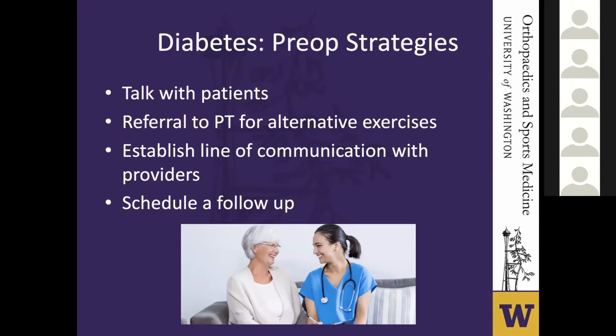But establishing a line of communication with their providers and scheduling a follow-up with that patient to make sure you're touching base with them and their other providers, to make sure that they're getting better control of their diabetes, I think is critical. And as with obesity, you can refer them to physical therapy to look at alternative exercises, because arthritic patients are painful to mobilize. If you tell an obese and diabetic patient to exercise, I think that's pretty easy from our standpoint, but we don't realize how often that can be very painful for these patients. So referring them to physical therapy, I think, is useful.